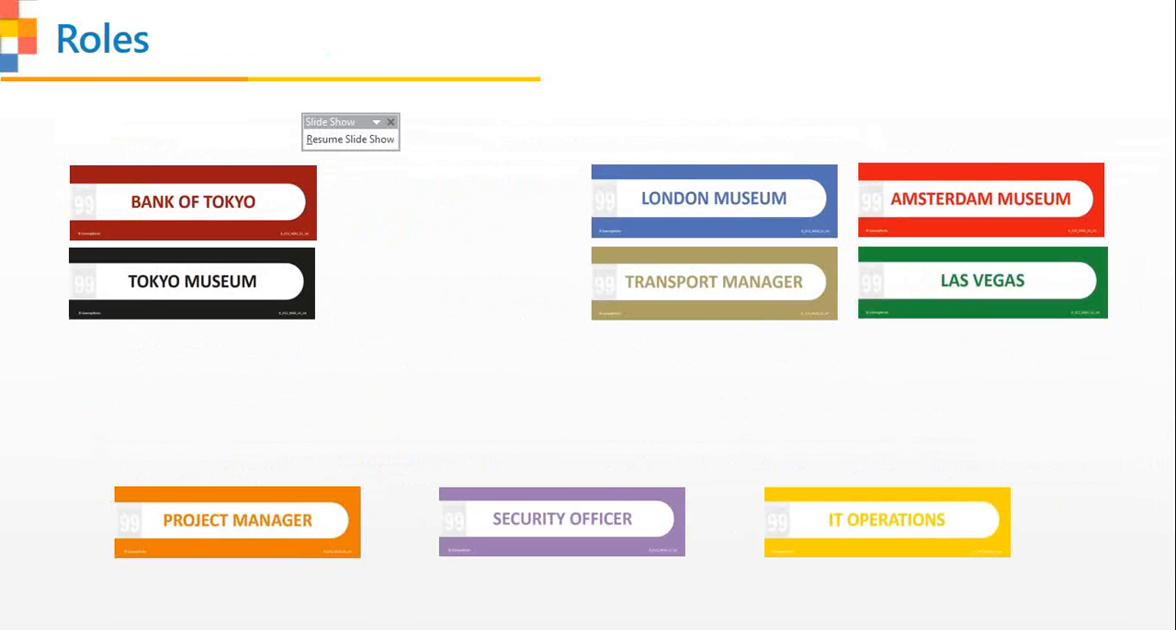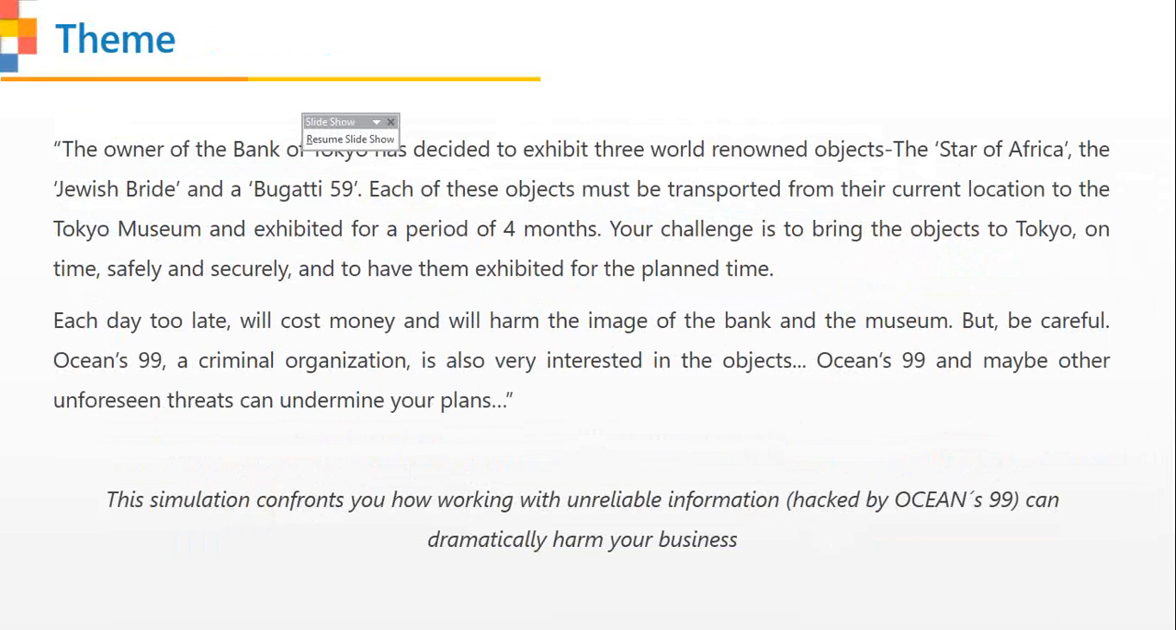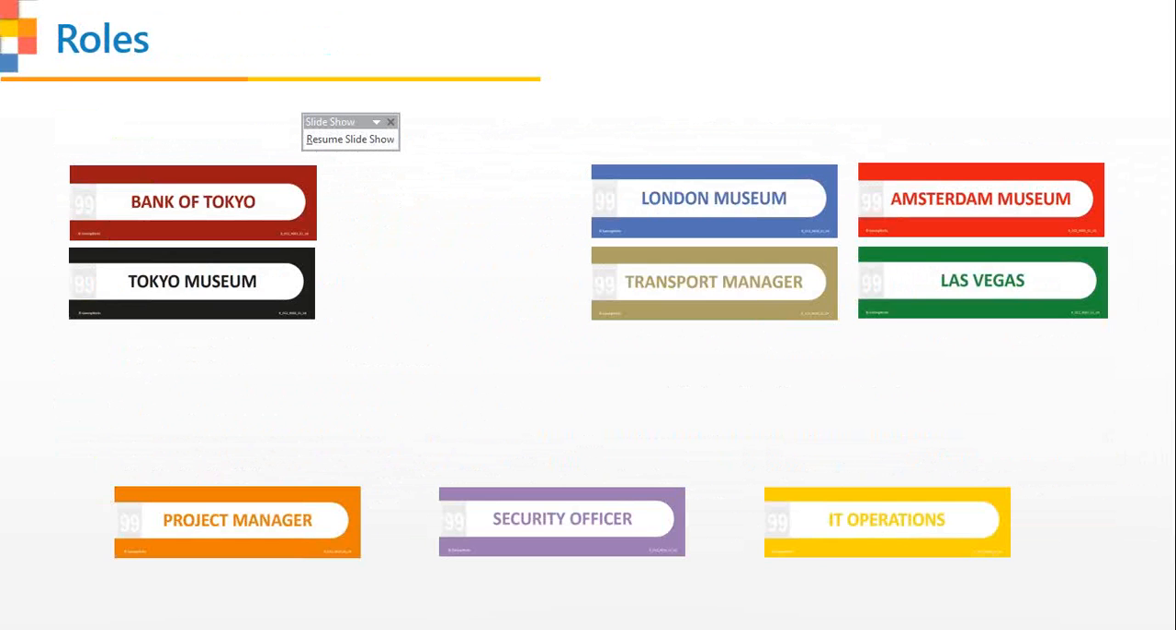Tokyo Museum is the place where Bank of Tokyo is actually going to host this particular event. So if I go back to my previous slide, you would see that the Bank of Tokyo is sponsoring this event, but this whole exhibition is going to be happening in the Tokyo Museum. So that's one of the roles in the game.